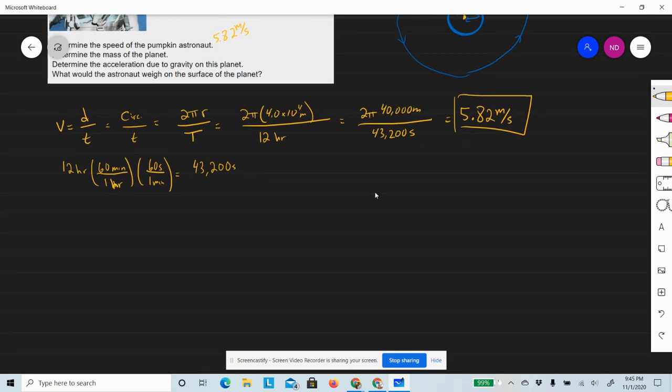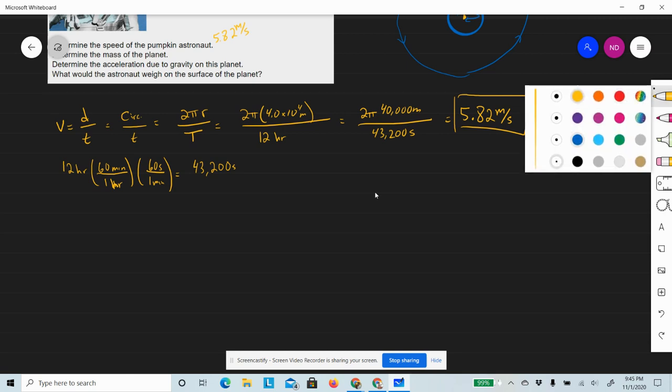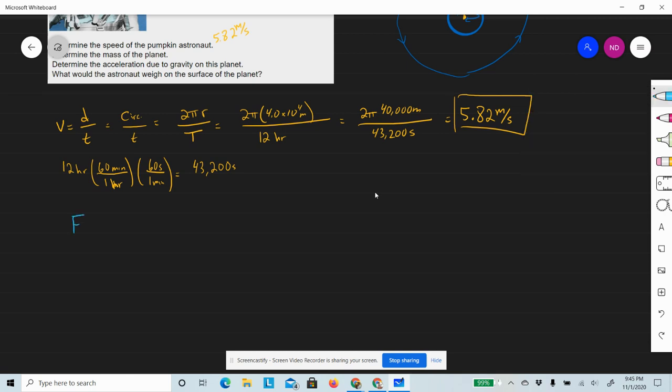Next part of the problem, mass of the planet. This is a little trickier. Not much, but this is where you really have to recognize what we were saying before, that the force of gravity is the centripetal force. The force of gravity is the universal gravitational constant times the mass of the planet times the mass of the astronaut divided by the separation between them squared.